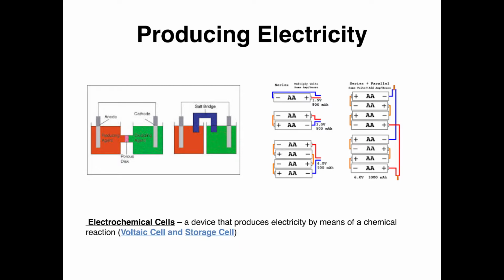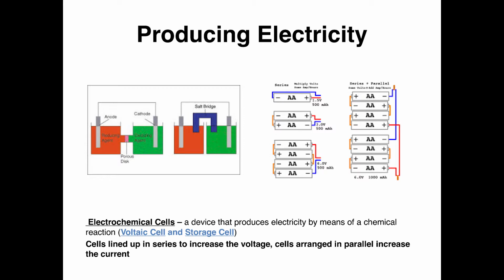So this is an electrochemical cell, and it's a device that produces electricity by means of an electrical reaction. It's also called a voltaic cell or storage cell. Now, the other thing we call it is a battery. Batteries are simply voltaic cells or storage cells that change chemical reactions into electrical energy. Now, what's shown on the right here with all these various batteries is the way you can set these batteries up. And there are essentially two ways you can do that. You can line batteries up in series, you know what that means.